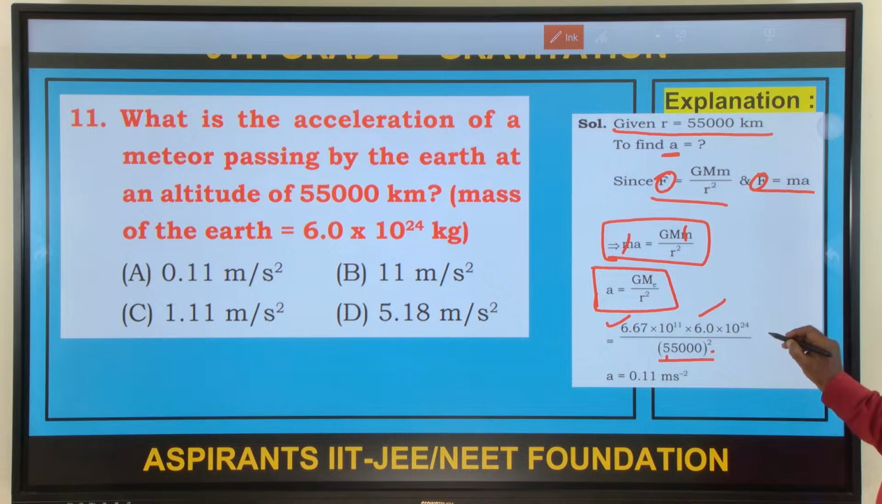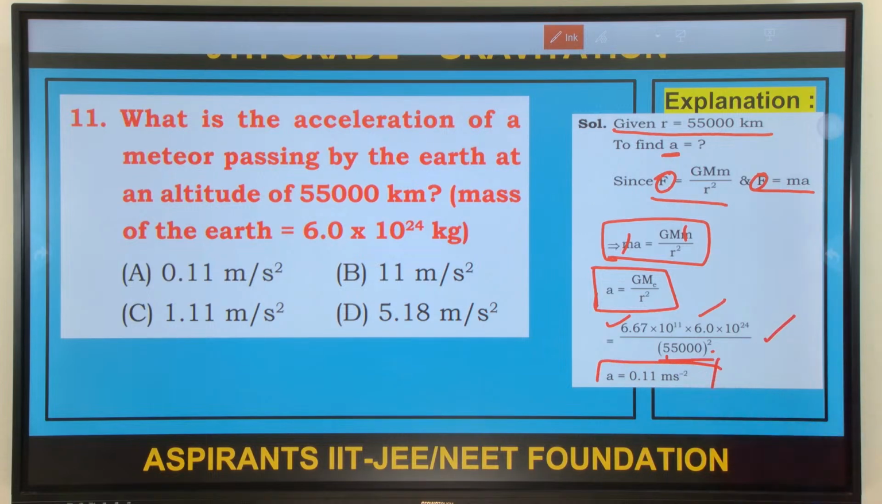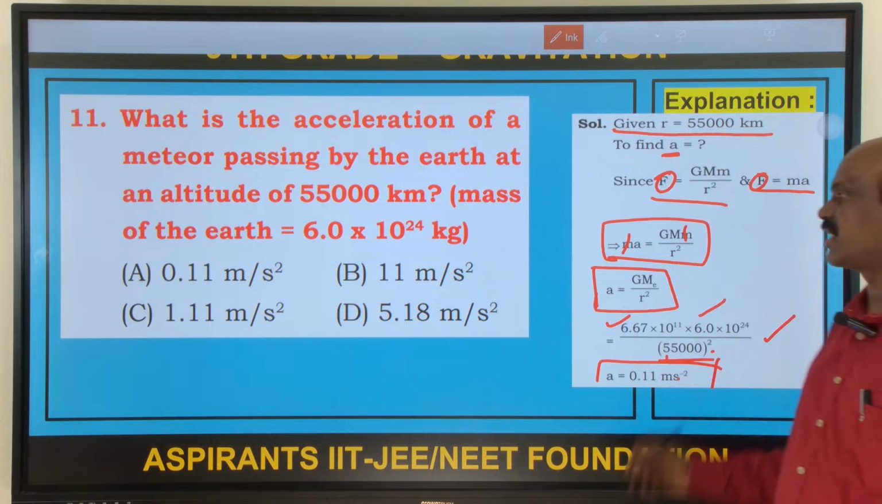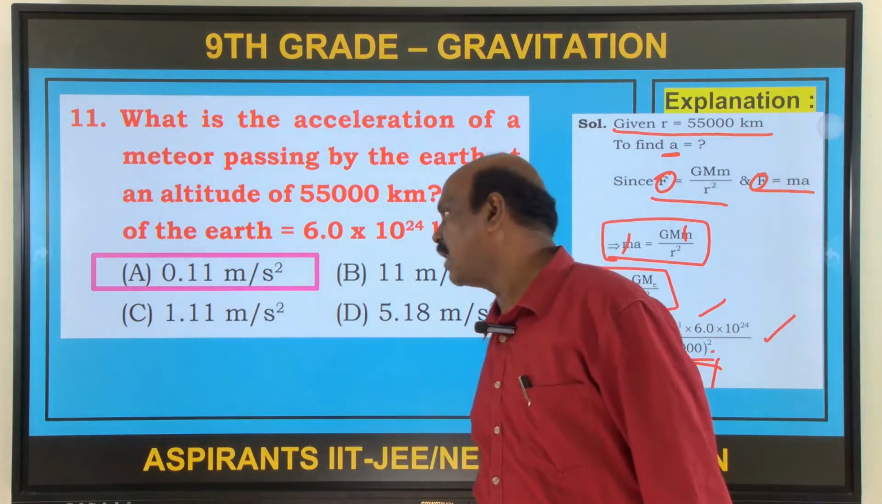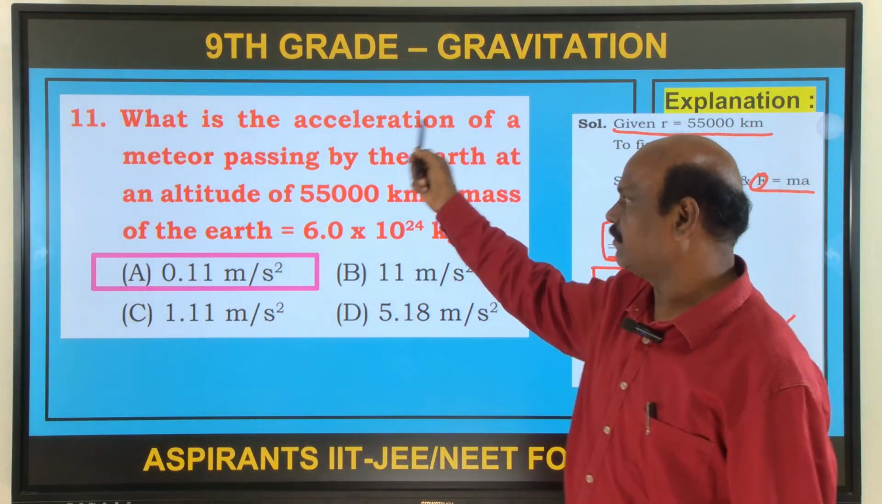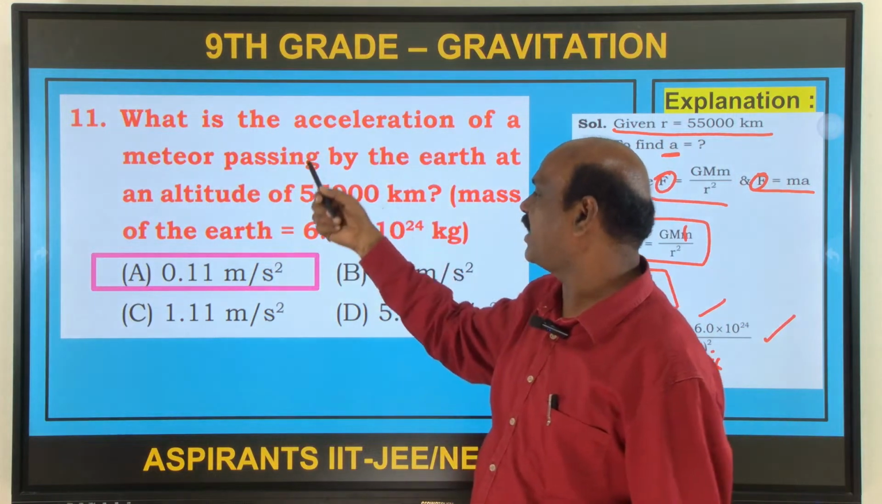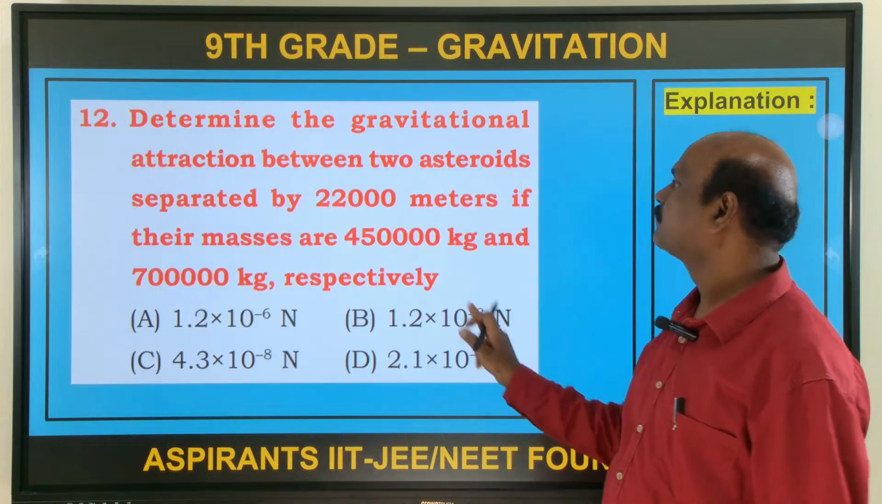By simplifying all these values, you will get the answer 0.11 meters per second square. So the answer here is 0.11 meters per second square. It means a meteorite passing from a height of 55,000 kilometers has this acceleration. Next question.